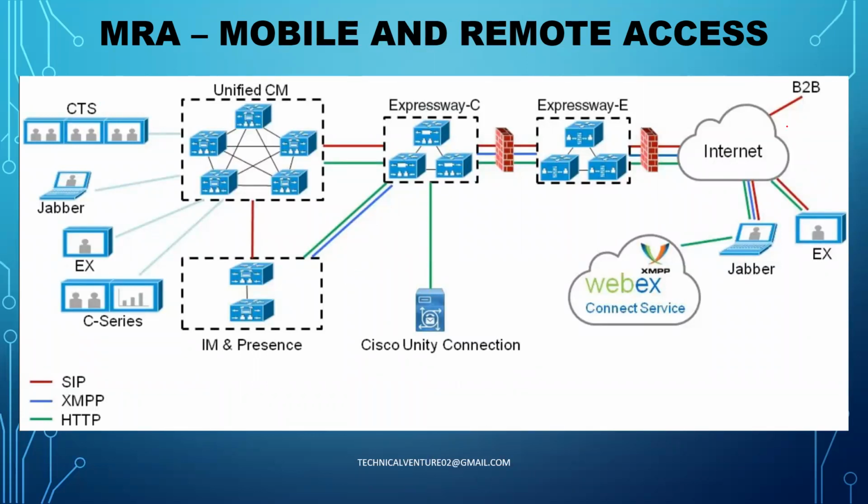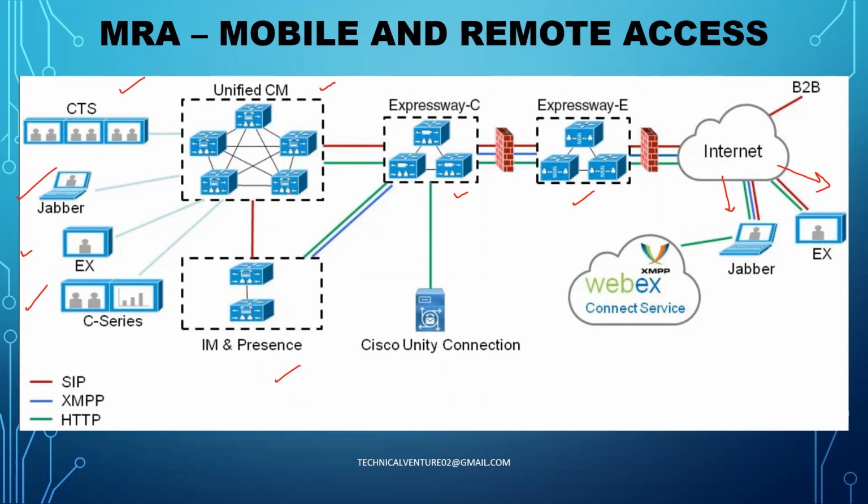So let's discuss about this one. This is your internet. As here you can see EX endpoint, Jabber endpoint here on the internet. This is your Expressway Edge. This is your Expressway Core. This is your unified CM. This is your IM and presence. And these are the endpoints, the Jabber endpoint, video endpoints, C-series endpoints, and the CTS. These all are connected with the CUCM, right?